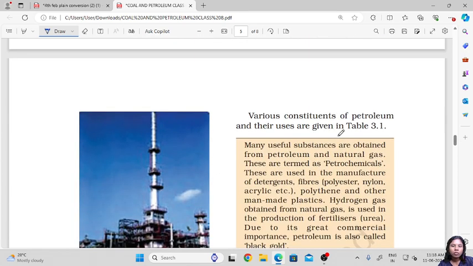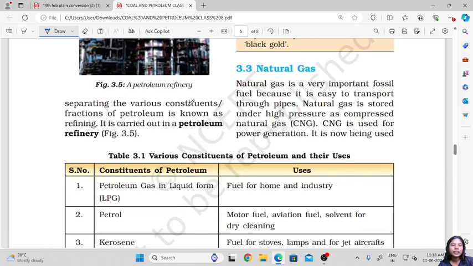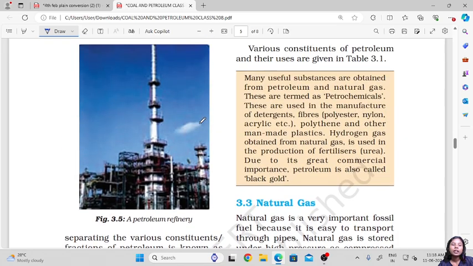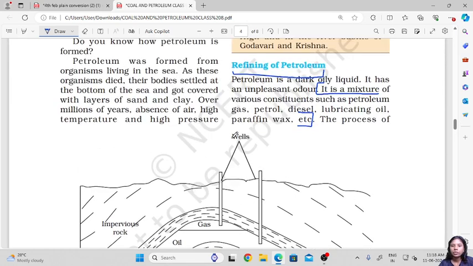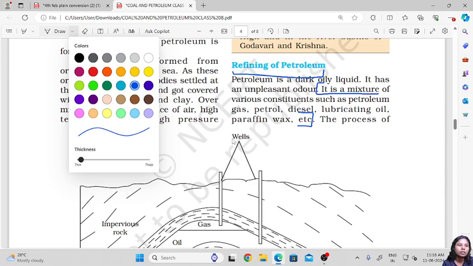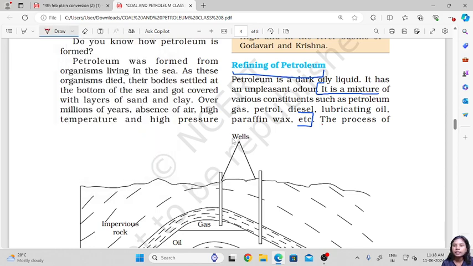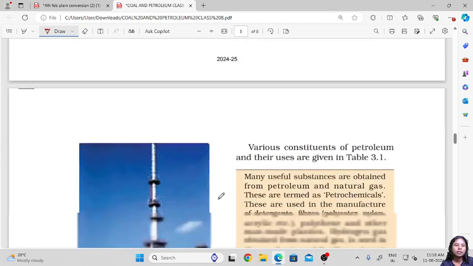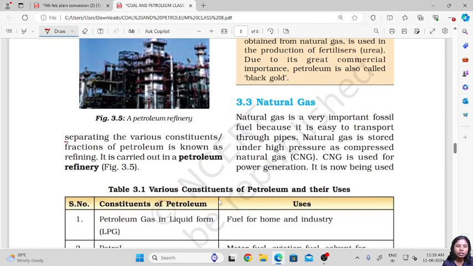So the process of separating the various constituents or fractions of petroleum is known as refining, and it is carried out in a petroleum refinery.